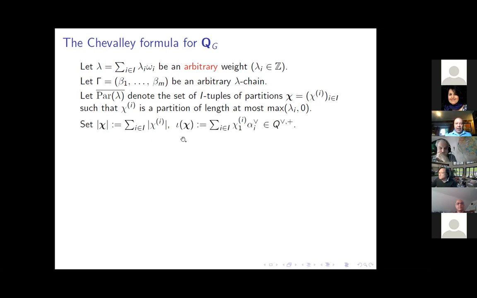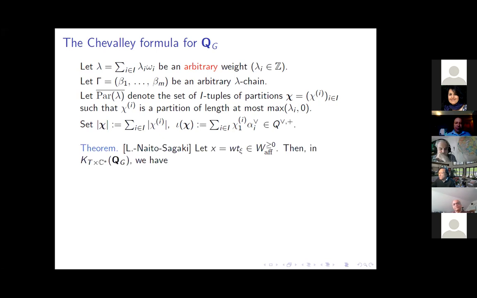Then chi bar is simply the sum of the total number of boxes of these partitions. And I of chi is this element in Q-check plus obtained by taking the first part of each partition as a coefficient of alpha I check and summing up. So finally, lots of notation, but now I can finally say the formula.